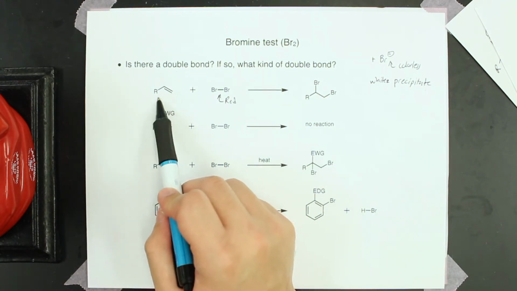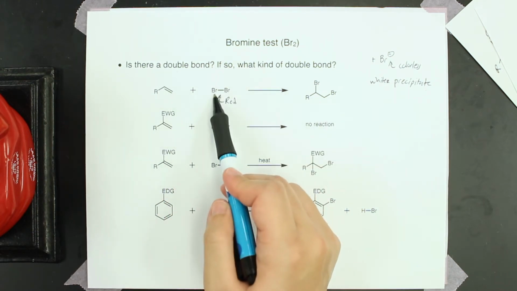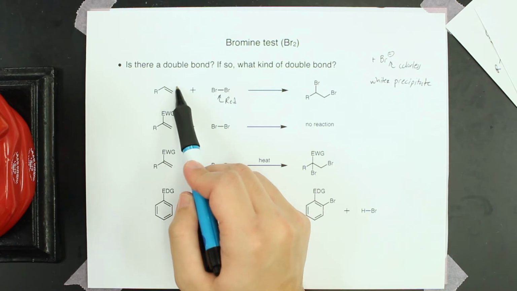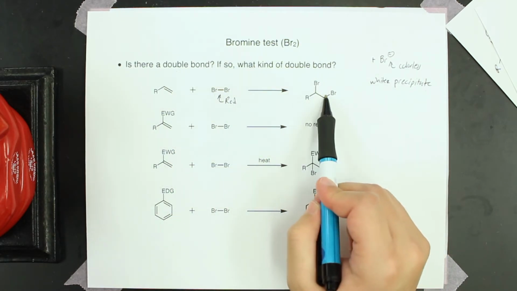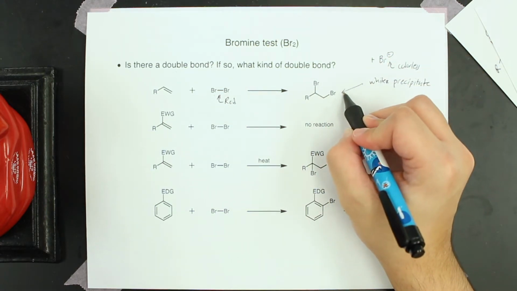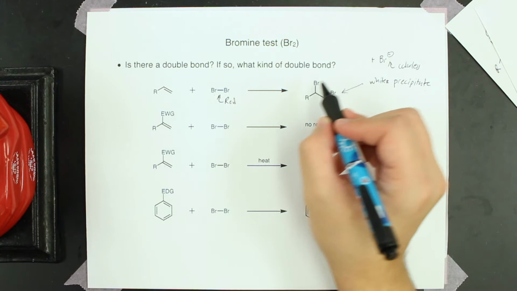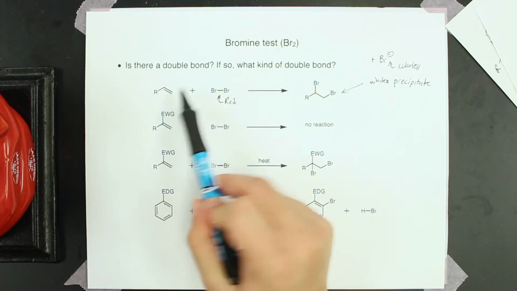First, we have a plain double bond here. It's a typical alkene, linear. When it reacts with bromine, if you remember, it forms the bromonium ion and then the bromine attacks it. So you get a bromine here and a bromine here, and you get this species here. And this is a positive test. So this would probably be one of the white precipitates in the test. So if there's an alkene, it will react with the double bond, a simple alkene.